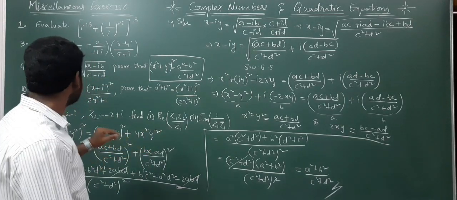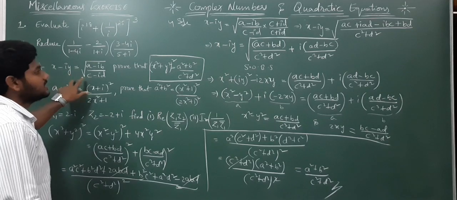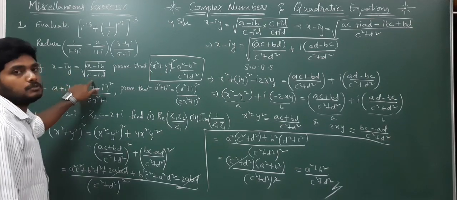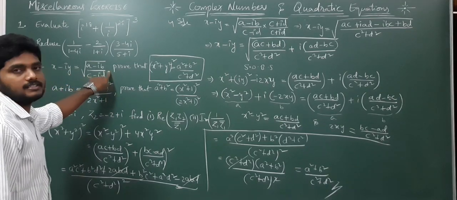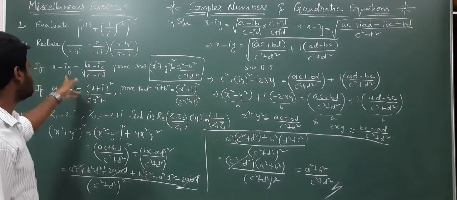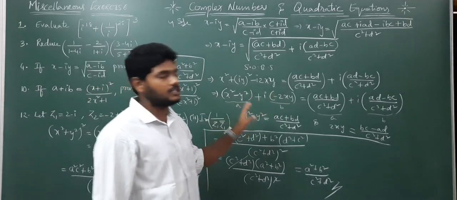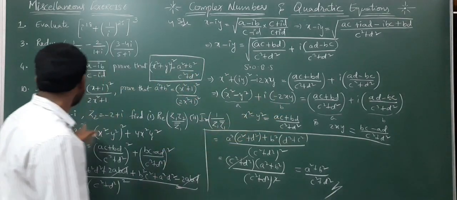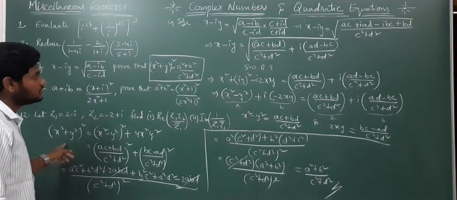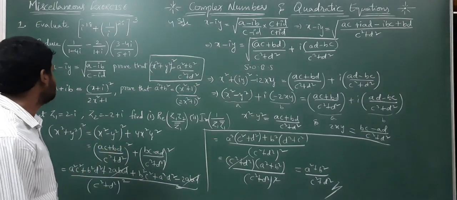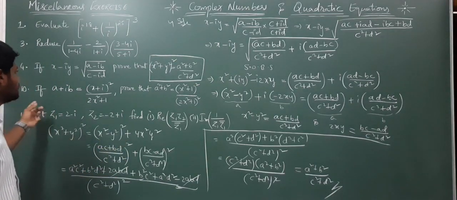See, this is also a very important question. We need to get x and y values by simplifying this. How to simplify? First of all, we need to rationalize. After that, squaring on both sides, root will get cancelled. You will get a plus ib form. In that a plus ib form, by using this formula, you can get. So pause the video to note it down. After that, we will simplify the question number 10.